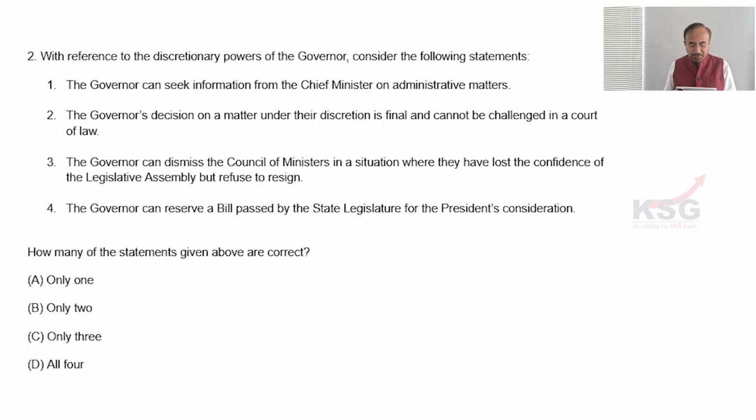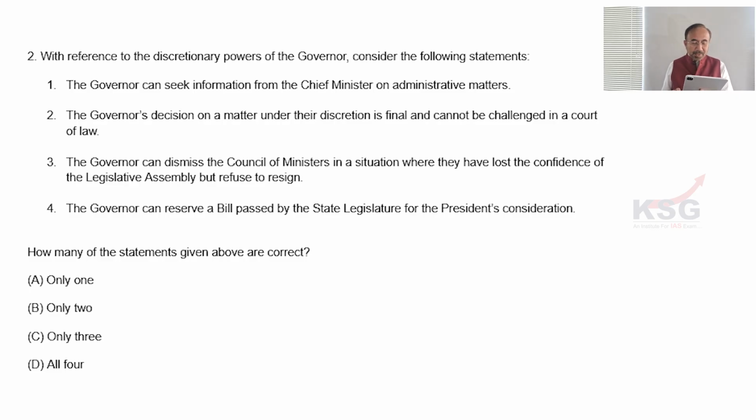Second question. With reference to the discretionary power of the governor, consider the following statements. First, the governor can seek information from the chief minister on administrative matters. Second, the governor's decision on a matter under their discretion is final and cannot be challenged in a court of law. Third, the governor can dismiss the council of ministers in the situation where they have lost the confidence of the legislative assembly but refuse to resign. Fourth, the governor can reserve a bill passed by the state legislature for the president's consideration. How many of the statements are correct?